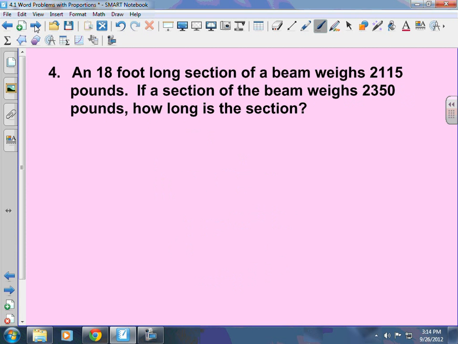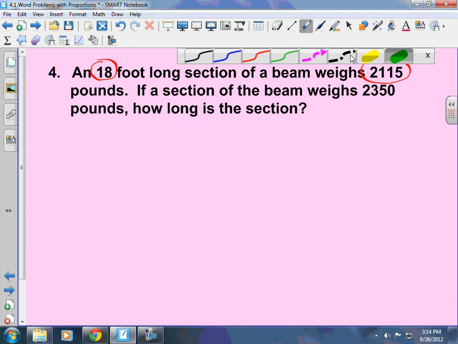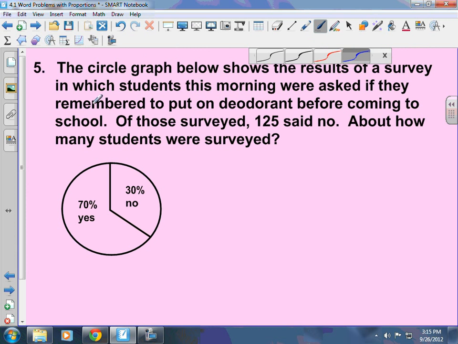4 is also the same. I'm not going to do 4 here. I will give you a hint. 18-foot beam, 2,115 pounds goes together, and then they give you the weight of the next beam. You have to find the length. So set it up as a proportion. If you want to check your answer, please feel free to come and see me.